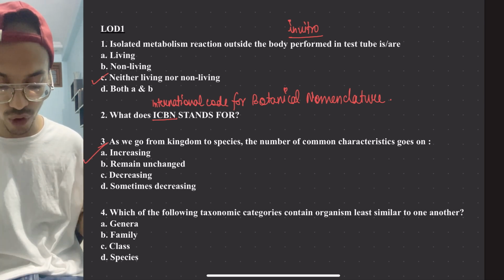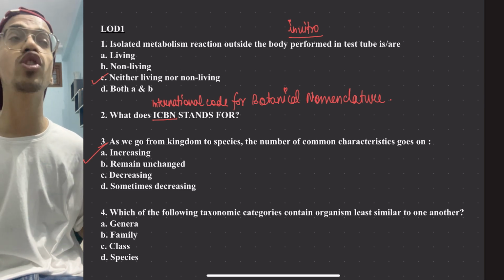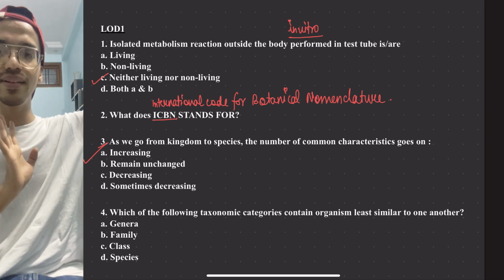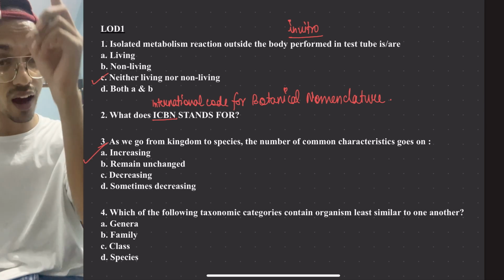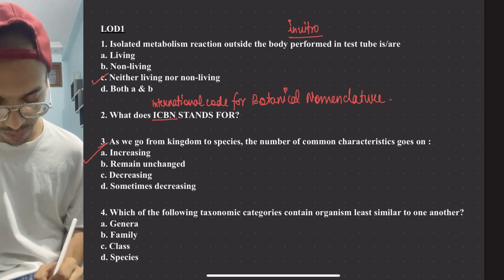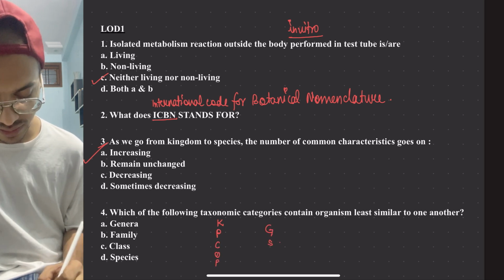Okay, then which of the following taxonomical categories contains organisms least similar to each other? It should be the highest level. So out of this, the highest level would be what? We have to remember our whole table: Keep, Pot, Clean, Or Family Get Sick. This is the lowest, this is the highest.